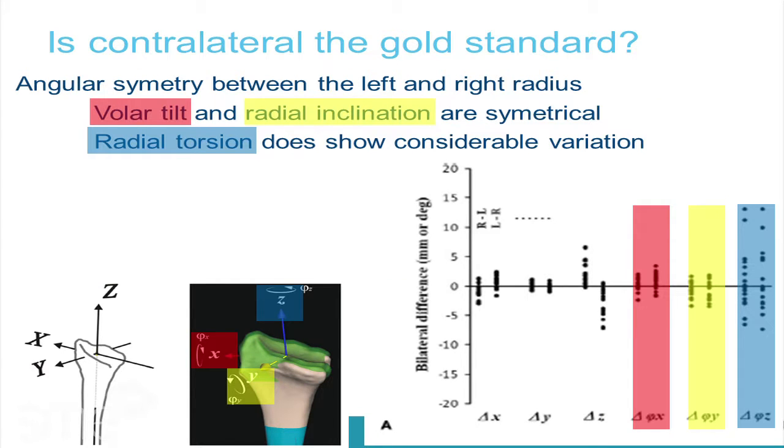Is that also true for volar tilt and radial inclination? Yes. Is that true for radial torsion? No. And radial torsion angle is a very important parameter in patients that have prosupination problems, people that have a problem in rotating their arm. And is this disabling? Yes, this is very disabling.